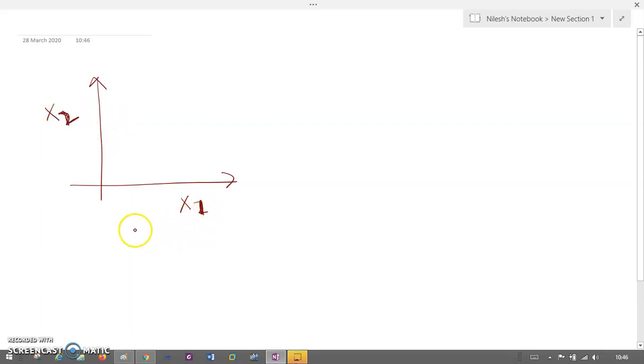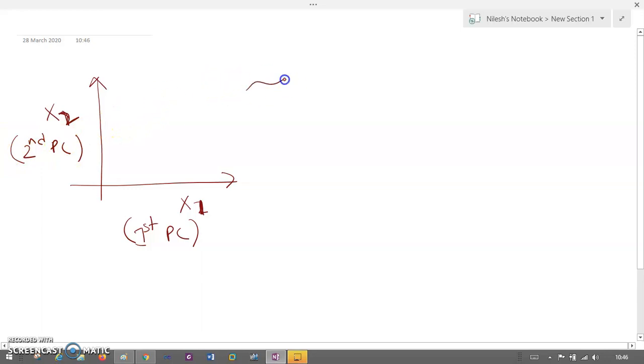So instead of x1, I will write first PC, I mean principal component, and don't confuse it with your personal computer. This is the first principal component, and this is your second principal component. Okay, and now I'm going to use the transform function, and you had seen this transformed function in your principal component demo also.